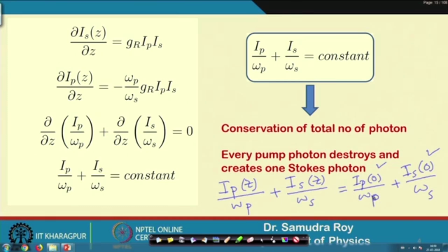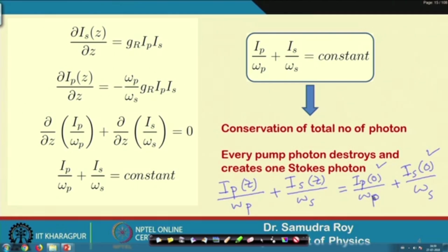And what is the physical meaning of that? I p divided by omega p and I s divided by omega s is a measurement of the total number of photons. So, the total number of photons before the operation and after the operation, meaning at the input and at the output, should remain the same. So, the total number of photons remains conserved.